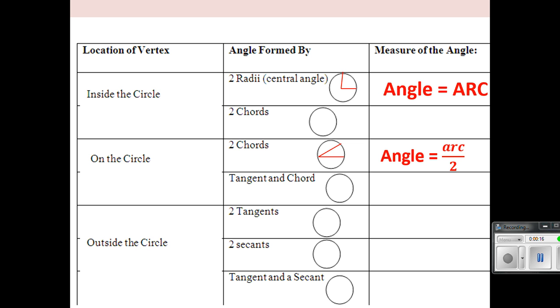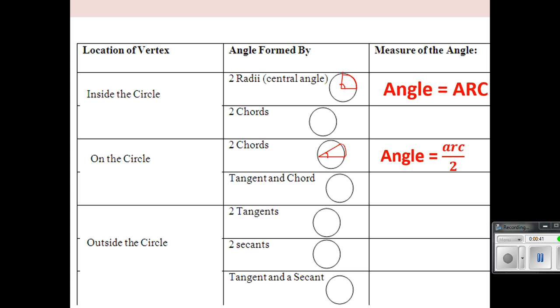On your chart, you should already have these two filled out. If you have a central angle inside a circle, the arc is equal to that angle. You should also have that if you have two chords that form an angle, because they meet on the circle and form an angle, their angle is the arc divided by 2. So the arc divided by 2 will give you the angle.